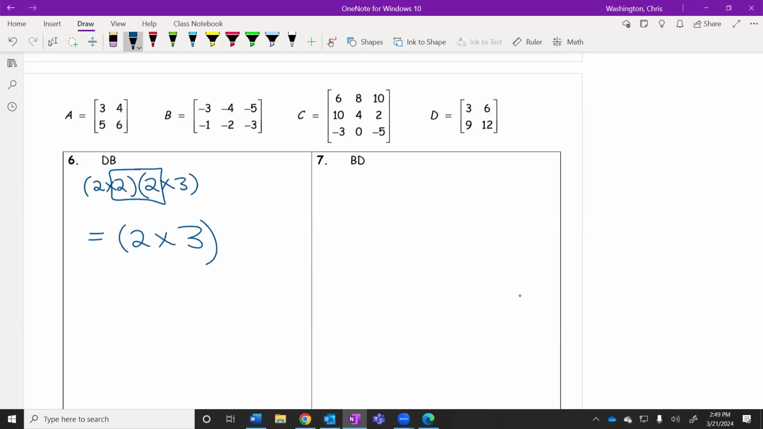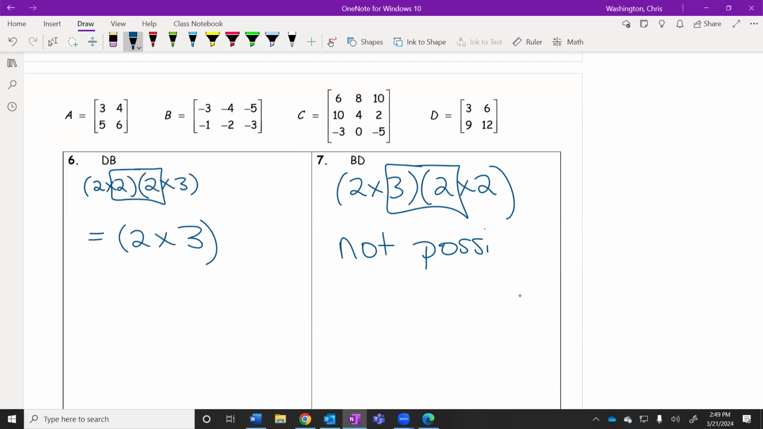If D times B and B times D were equal, don't you think we would get the same thing in number 7? Let's see what happens with number 7. B is a 2 by 3 matrix. D is a 2 by 2 matrix. Not possible. Number 7 is actually not possible. So how can we say something that's possible and gives us a 2 by 3 matrix in number 6 is equal to something that's not possible in number 7? We can't. So here's what we can say.